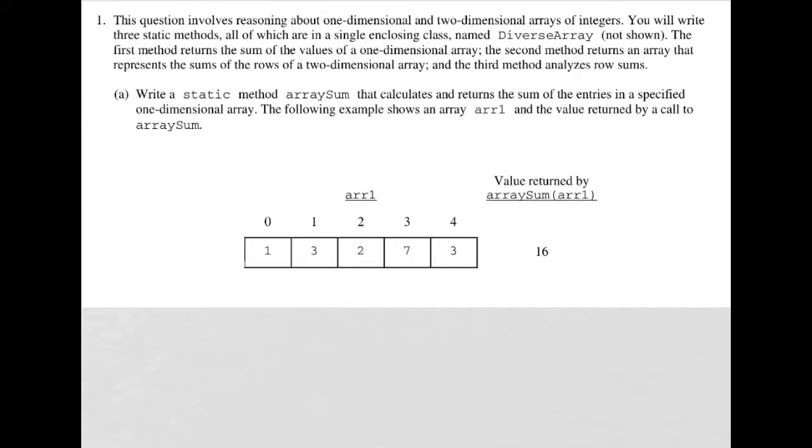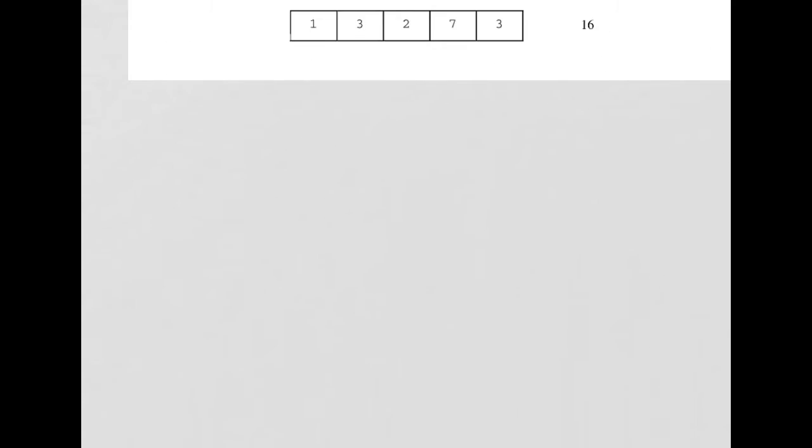So first, write a static method, arraySum, that calculates and returns the sum of the entries in a specified one-dimensional array. The following example shows an array R1 and the value returned by the call to arraySum. So the most important part is that the arraySum that we're going to write calculates and returns the sum of the entries in a specified one-dimensional array. This should be really, really easy.